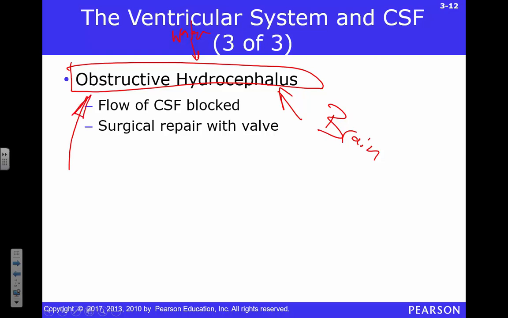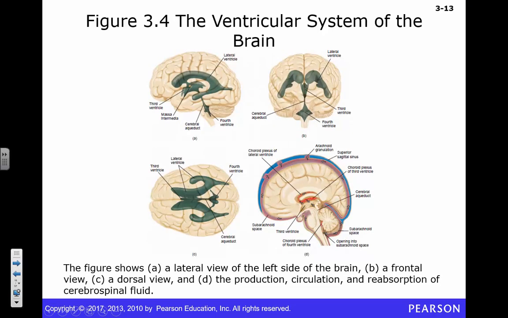How do you fix this? You put in a brain valve, right? Sounds like a pretty straightforward approach. So you've got your ventricles here. These are your lateral ventricles. They've got those cool horns there, which are awesome. If you look down from the top, that's this guy.